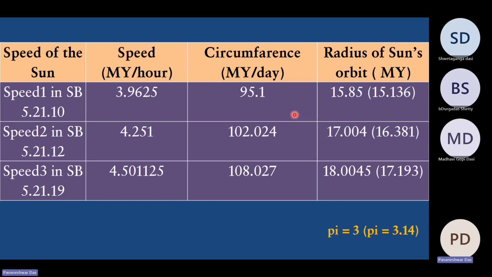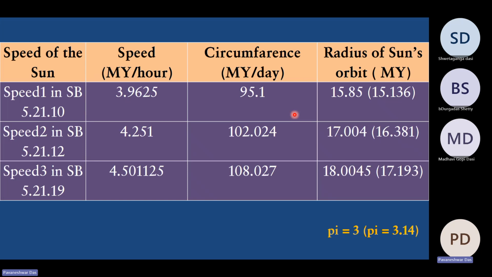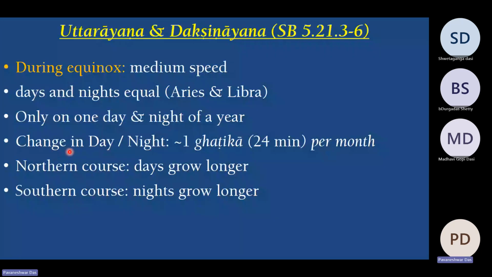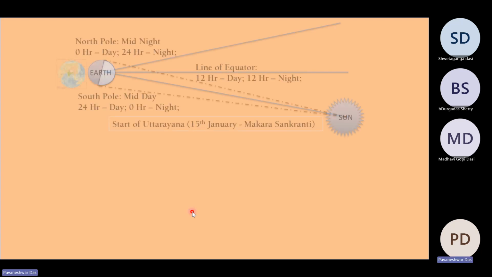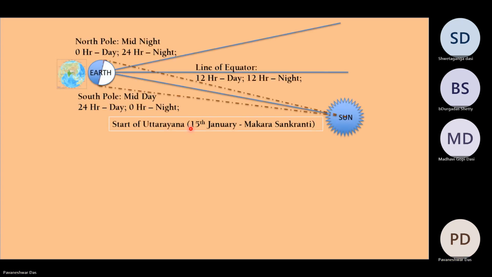So with these details, we can understand how it is increasing or decreasing, etc. Now one concept is how the daytime is increasing and nighttime is reducing. How to understand that? Here you see, in January, when the sun is here on Makar Sankranti day, 15 January, the South Pole would be bright throughout the day. They will have 24 hours daytime and 0 hours nighttime.